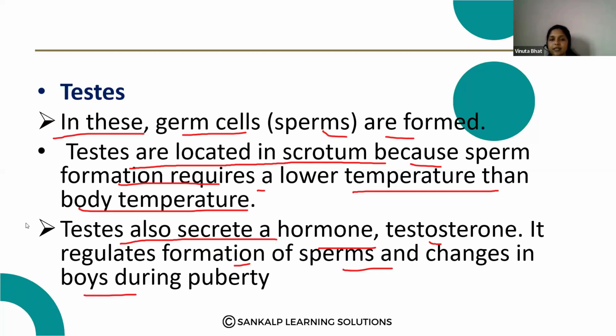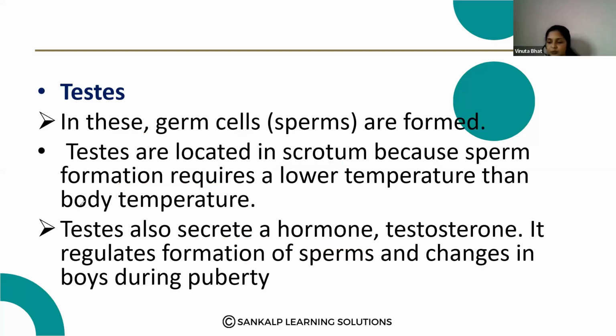That is the function of the testes, mainly the production of the sperms, then the production of the hormone that regulates the formation of the sperms as well as the changes that occur during puberty. So this is one of the important structures in the male reproductive system.